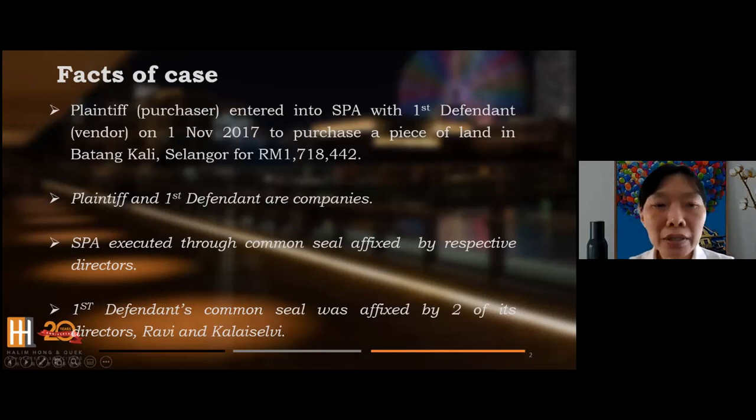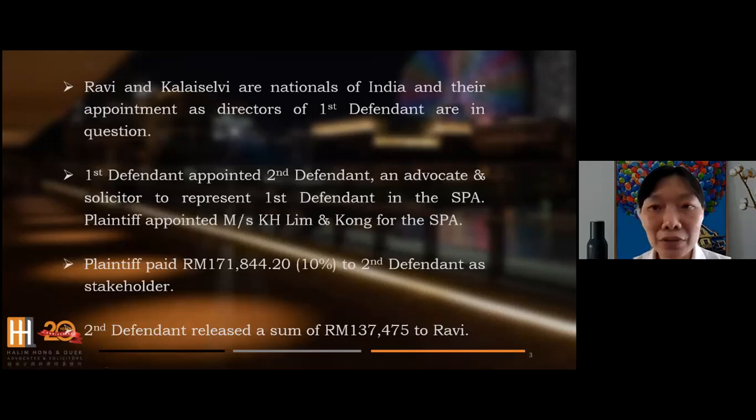These Ravi and Kalai Selvi are nationals of India, Indian citizens. Their appointment as directors of the first defendant is actually in question, which we will go into in detail later, why it is in question.